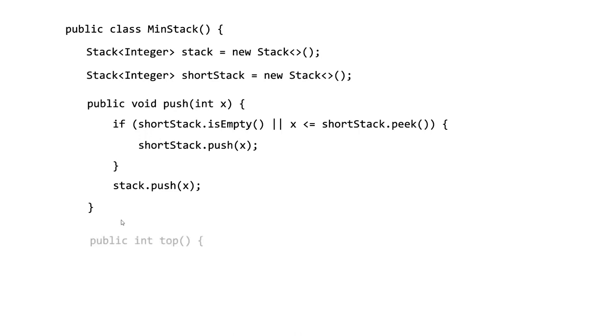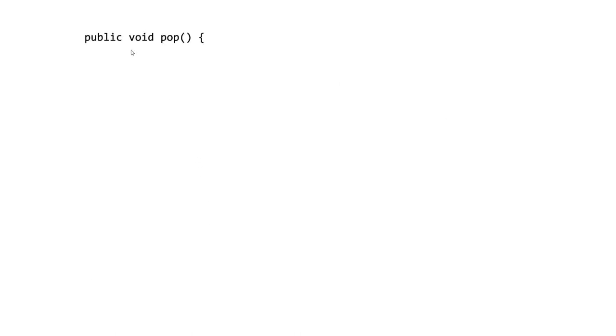So the next method we're going to look at is the top method. This is just going to peek at the top element on the stack. And so we'll just return stack.peek. The next method we'll look at is the pop method. So this, we have to add a little more logic.